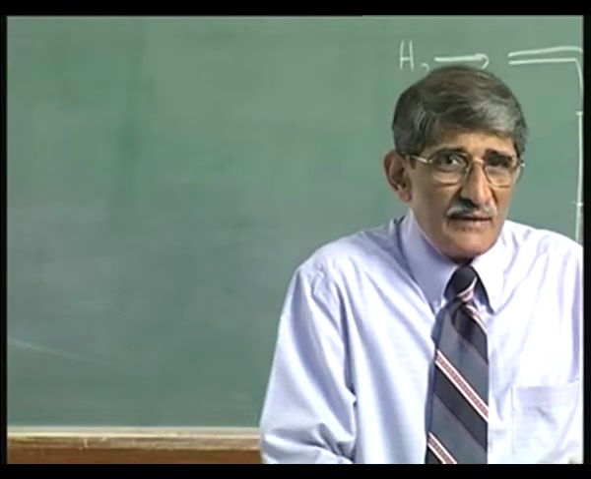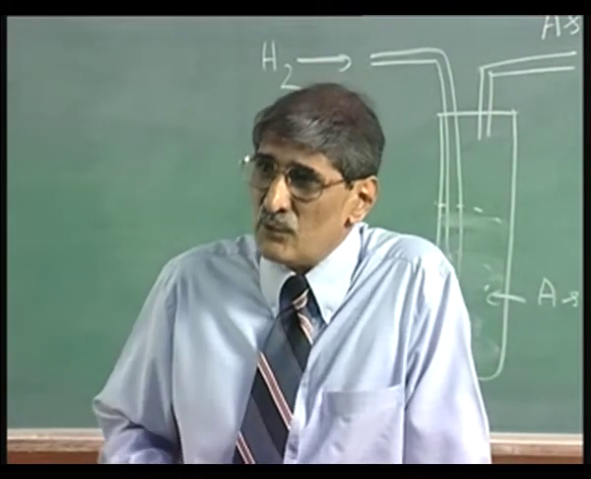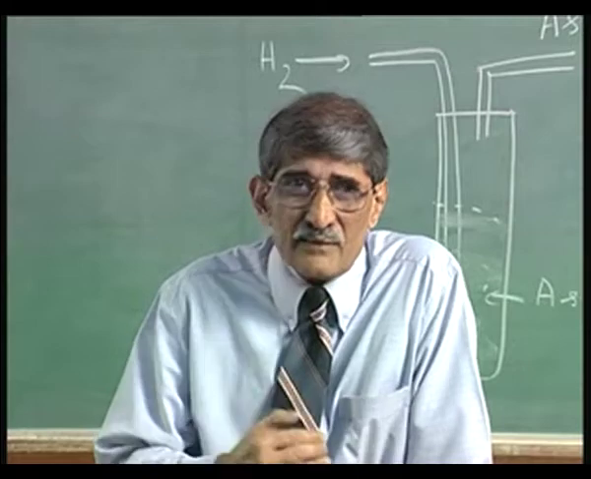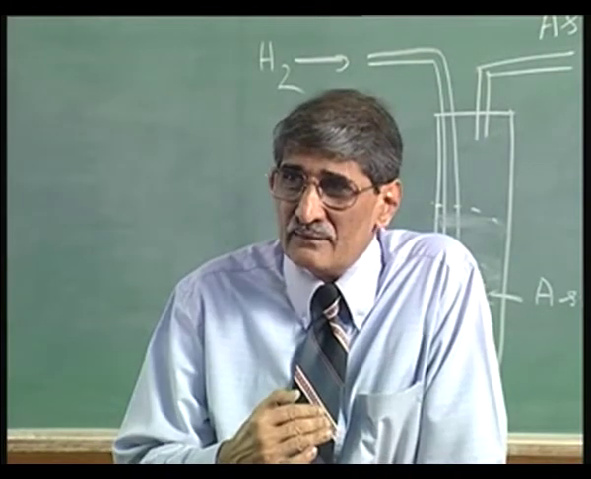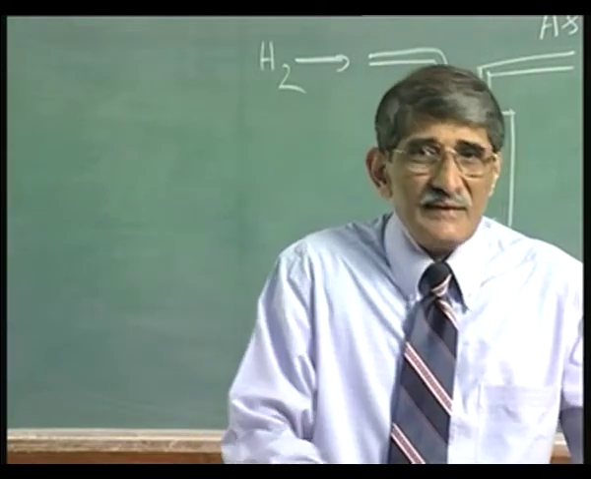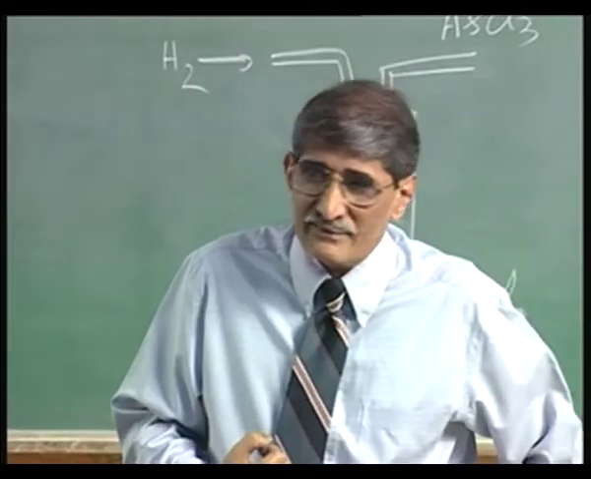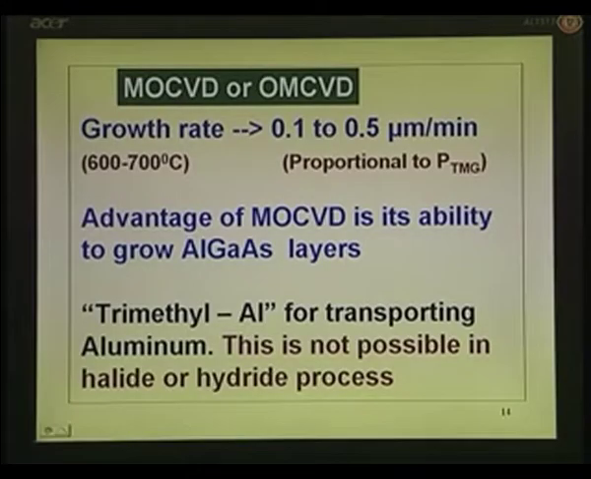Now, the more TMG you add, the more will be the growth rate. You do not want to have excessive growth rate. The crystal will be better if the growth rate is smaller, because it has enough time to organize itself. So, you prefer smaller growth rates. Okay. The advantage of MOCVD is the ability to grow aluminum gallium arsenide, indium gallium arsenide, etc., which I have said just now. You can use trimethyl aluminum for transporting aluminum. This is not possible with halide.